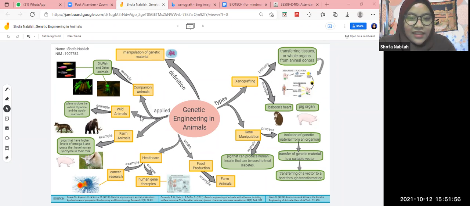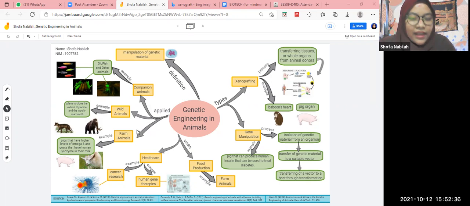And in genetic engineering in animals, another example is wild animals. Researchers still plan to clone the extinct thylacine, and the woolly mammoth. It's still research by researchers. And farm animals also apply genetic engineering.